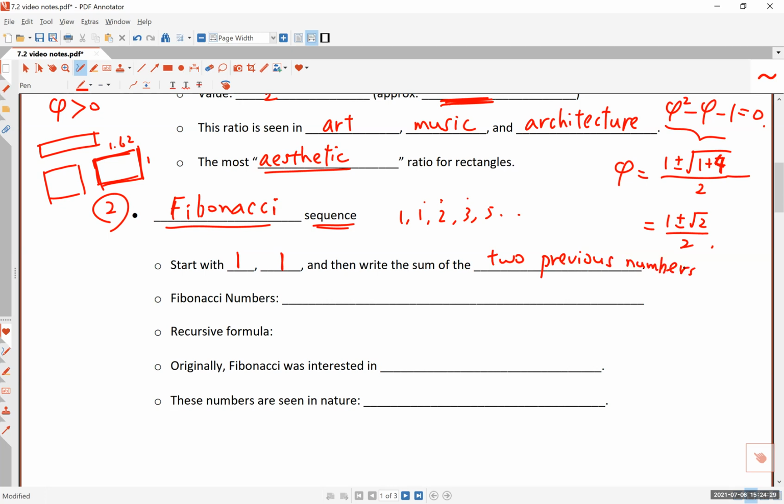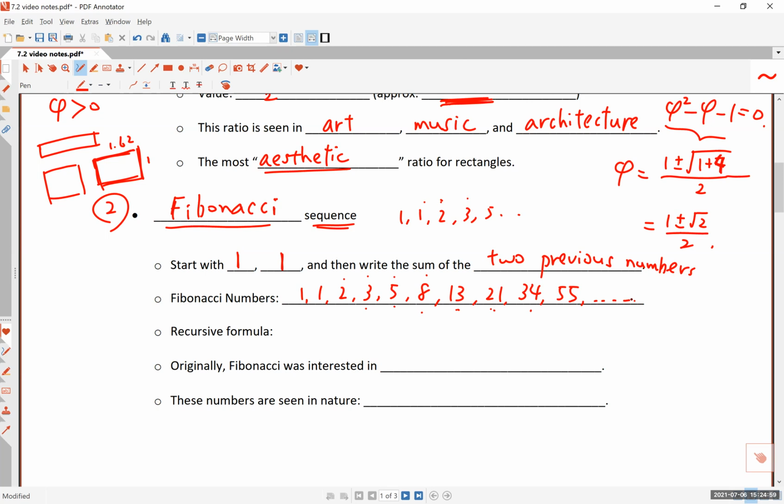And in this way, you can write an infinite sequence, right? So you have 1, 1, 2, 3. What's the next one? 5, right? Because 2 plus 3 is 5. 3 plus 5 is 8. 5 plus 8 is 13. 8 plus 13 is 21. How far should we go? This plus this is 34. This plus this is 55. All of these numbers appear in this sequence, and this whole sequence is called a Fibonacci sequence.